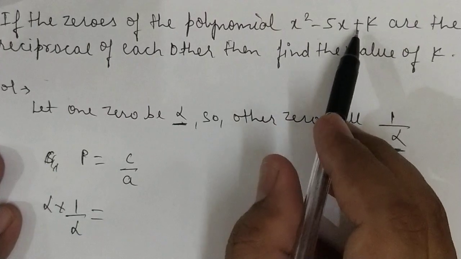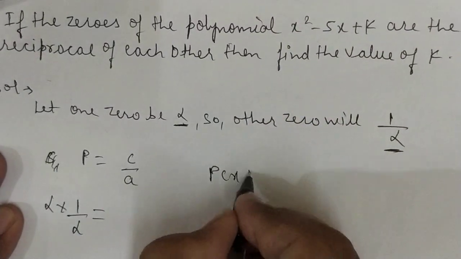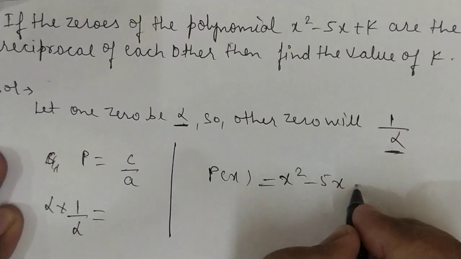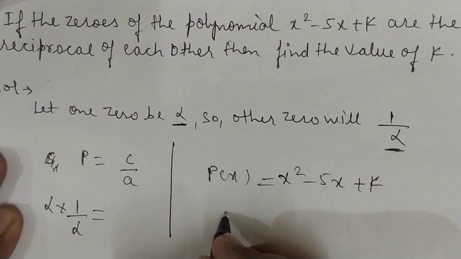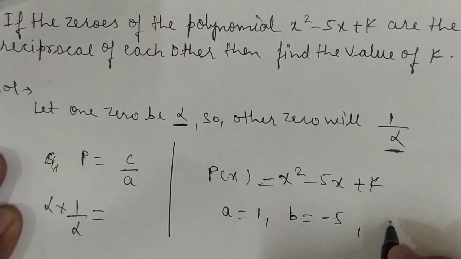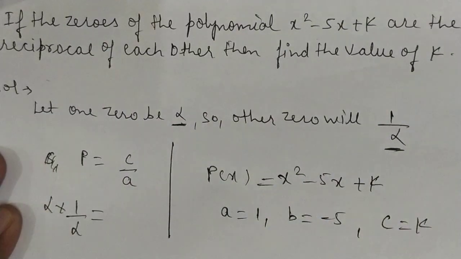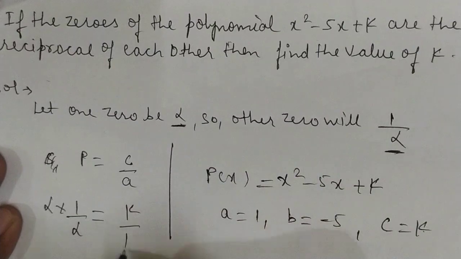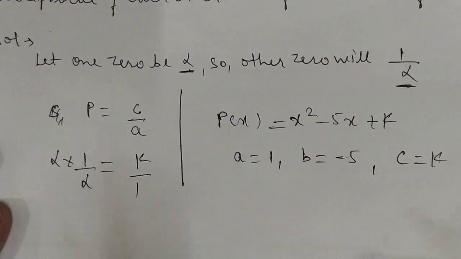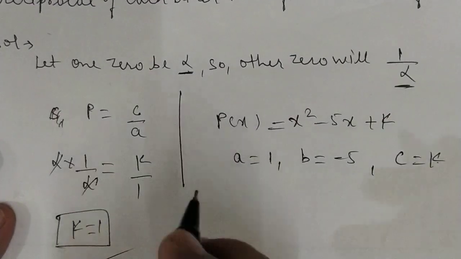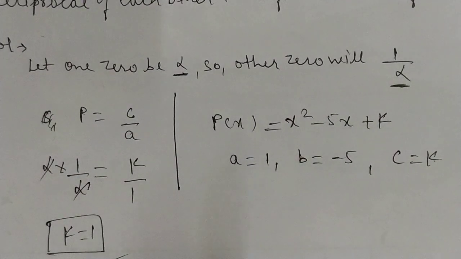In the given question you see, p of x is given, x square minus 5x plus k. So here a is equal to 1, b is equal to minus 5 and c is equal to k. So in place of c I will write k, in place of a I will write 1. This alpha will cancel out, so k will be equal to 1. So this is the value of k. So here your quadratic polynomial is over.